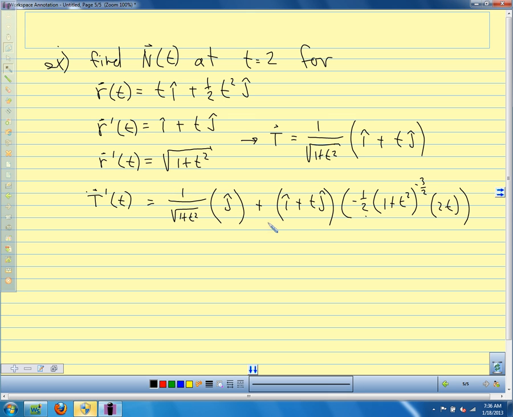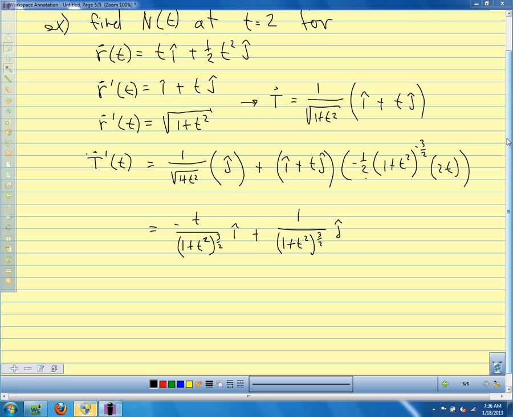After some algebra, I'm not going to go through all the algebra to simplify this. But once we simplify this, we end up with minus t over (1 plus t squared) to the 3/2 i plus 1 over (1 plus t squared) to the 3/2 j. So we just simplify and combine our i's and j's here, and this is our T prime. Now, if we wanted the unit normal vector in terms of t, we would have to then divide this by the magnitude of T prime. So that gets really ugly.